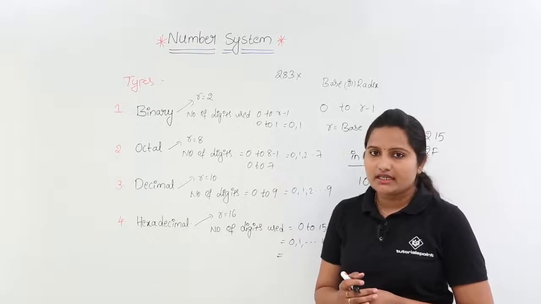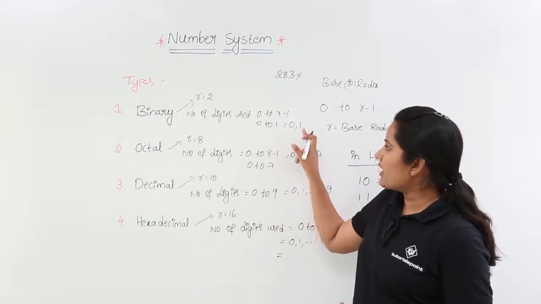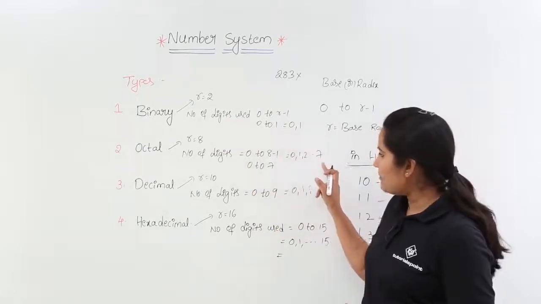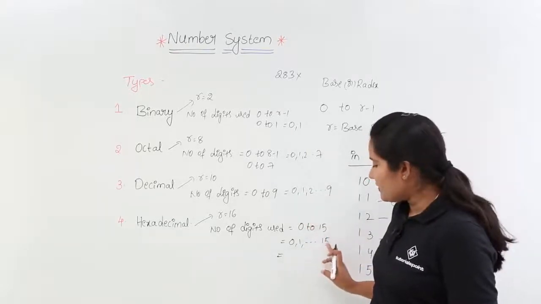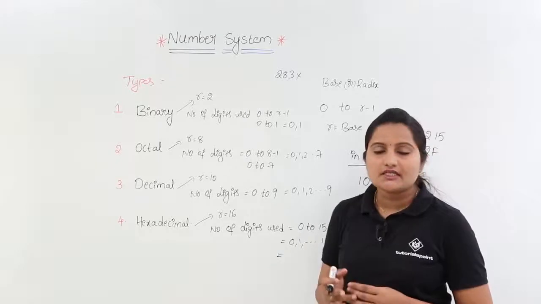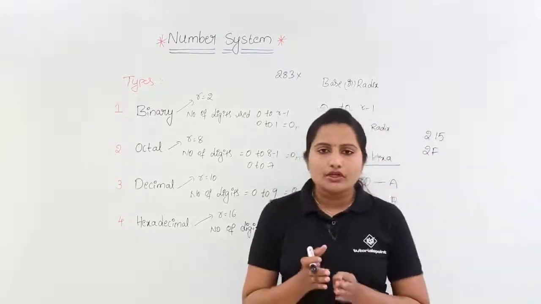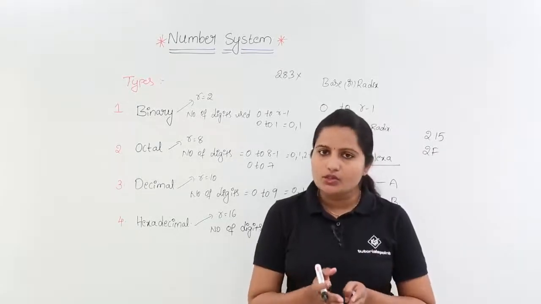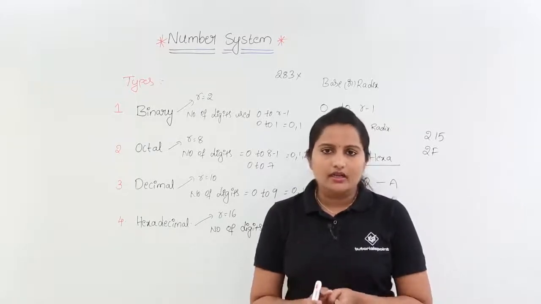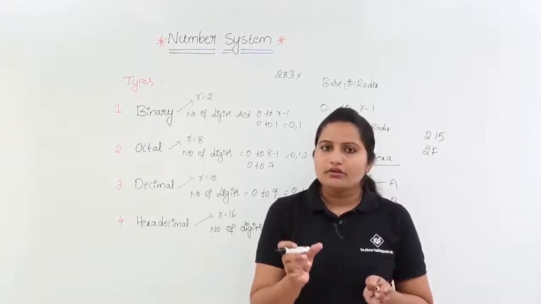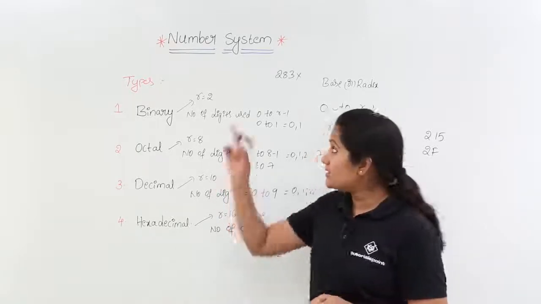And one more question in this is, what is the maximum value of a digit used in each number system? The maximum digit value is 1 here, 7 here, 9 here, and in hexadecimal it is 15 or F. So in the number systems topic, you may get questions on the base or radix, or the maximum digit value of a particular number system, or you need to check whether given numbers are related to a number system or not. Like this you may get questions.